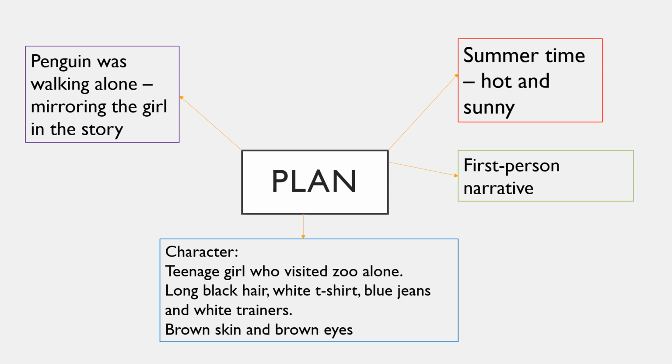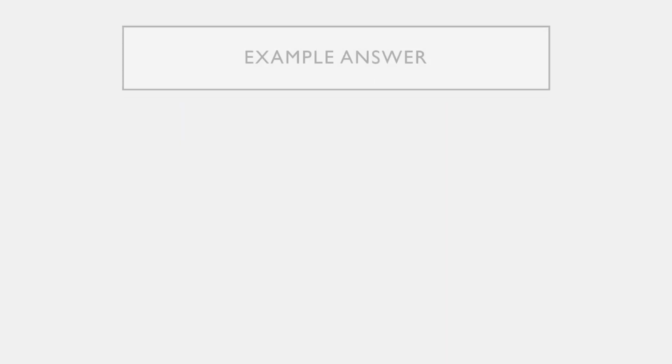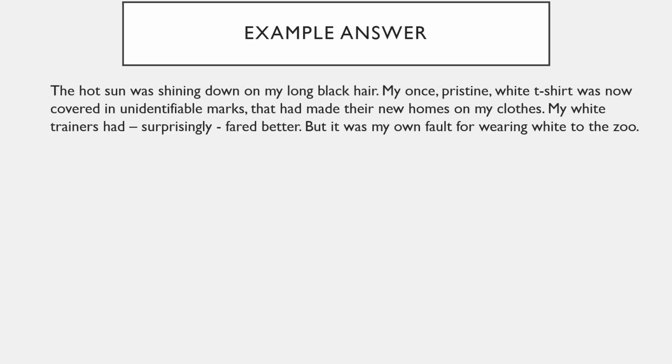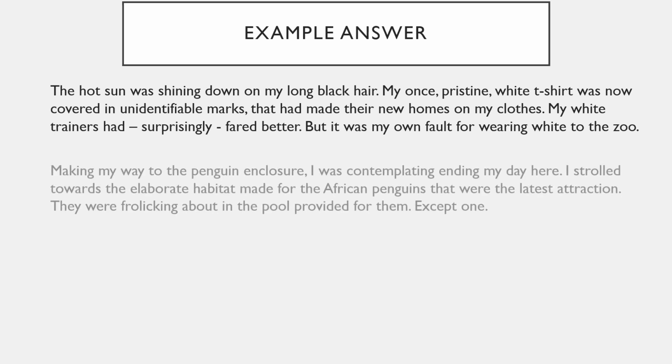It's going to be a first-person narrative. So here is the example answer. The hot sun was shining down on my long black hair. My once pristine white t-shirt was now covered in unidentifiable marks that had made their new homes on my clothes. My white trainers had, surprisingly, fared better, but it was my own fault for wearing white to the zoo.